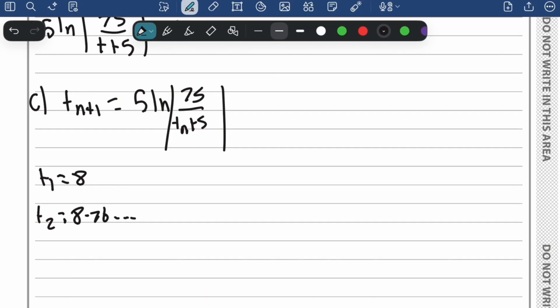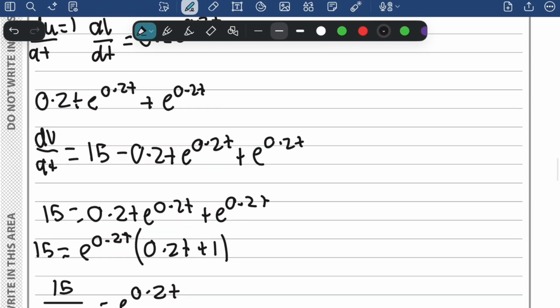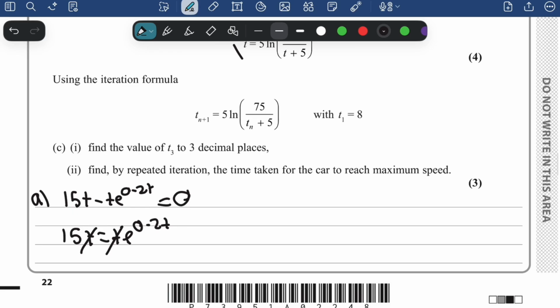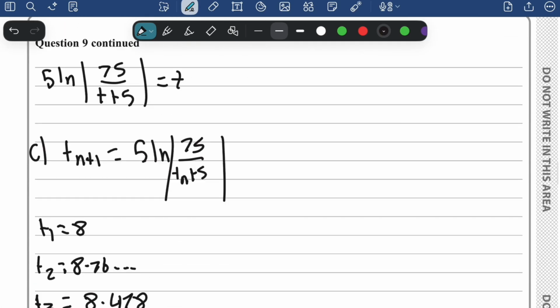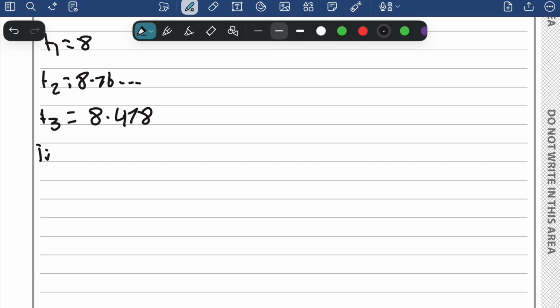And then we'll just use the answer function to find t3, which is 8.478. And then part II says to find by repeated iteration the time taken to reach maximum speed. So all we have to do is just keep pressing equals until we get a constant number. And we can see that it stalls at around 8.554.